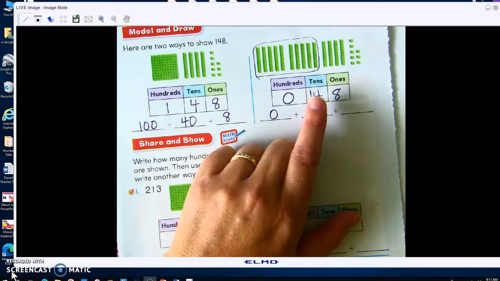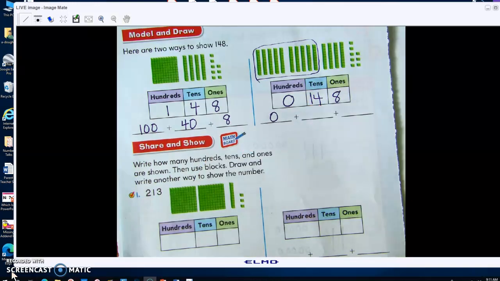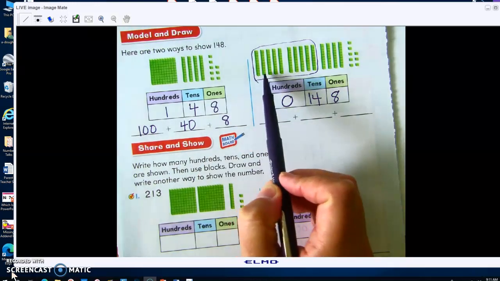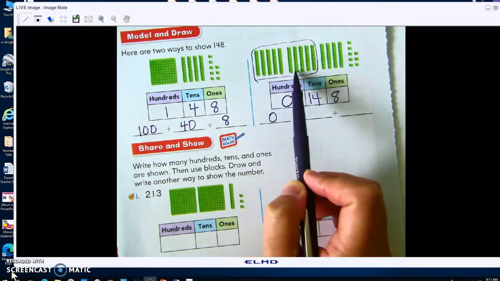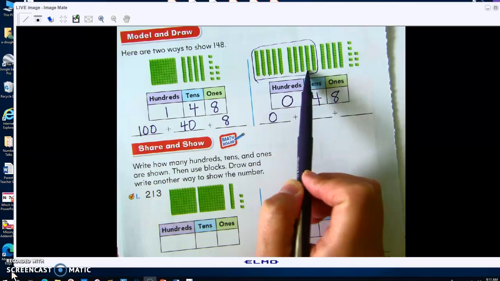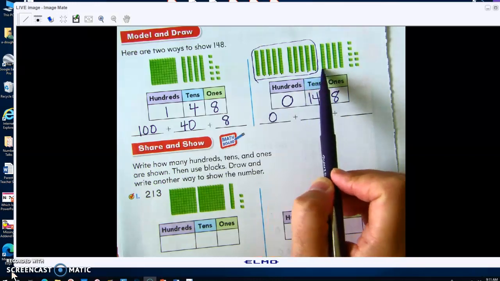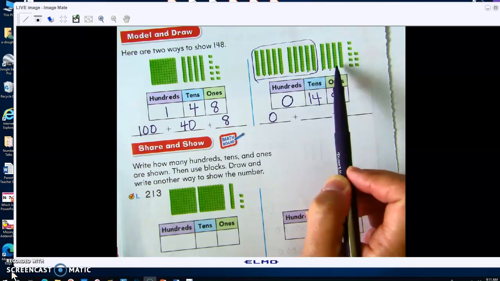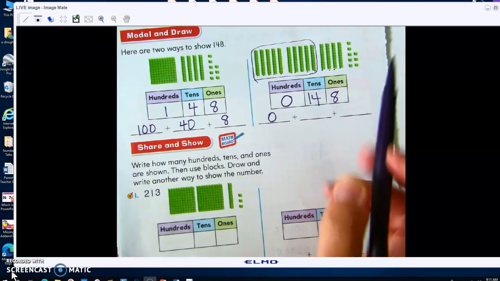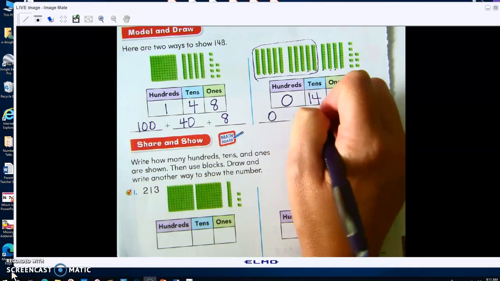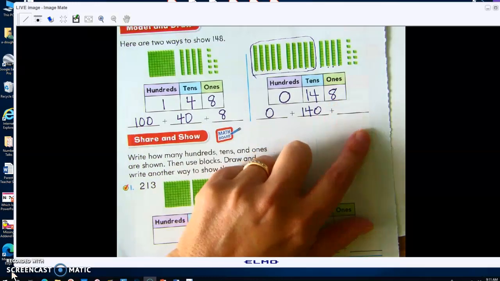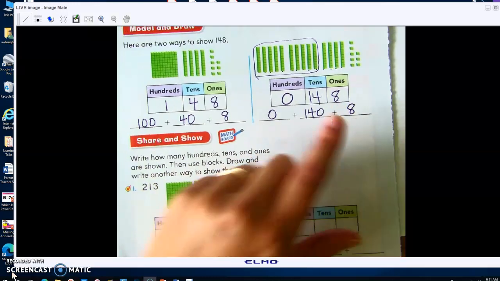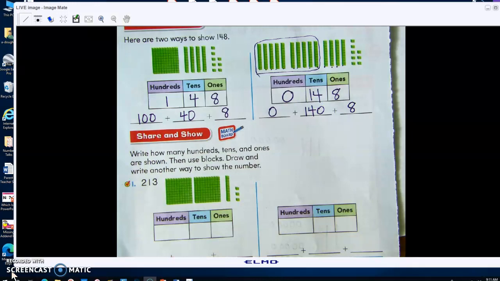48. No, 14. No, I have 14 tens. Let's count by tens. Let's do it together. 10, 20, 30, 40, 50, 60, 70, 80, 90, 100, 110, 120, 130, 140. You guys need, instead of blurting the answer out, to count with me. And my ones stayed the same, so there's still 8. So these are two ways to show 148.